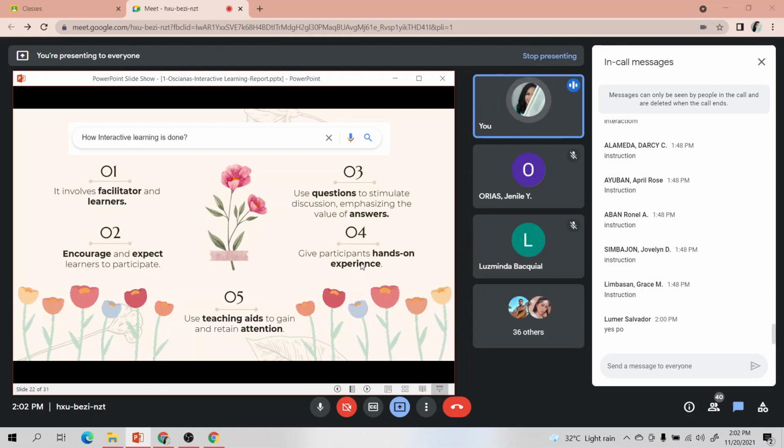And then fourth, give participants hands-on experience. So hands-on, minds-on learning dapat. And then fifth, lastly, use teaching aids to gain and retain attention. So use technology. So you can have the gamification, so you can have that in your lesson. So use interactive instructional materials. So marami naman. So just like what Sir Ayaton shared kanina, yung mga online and then the offline. Then next.